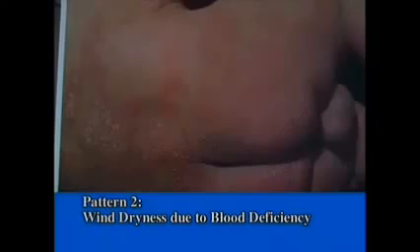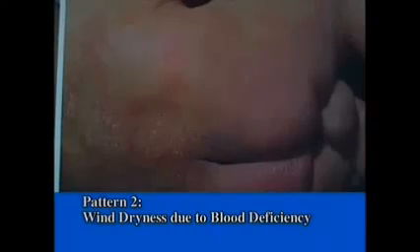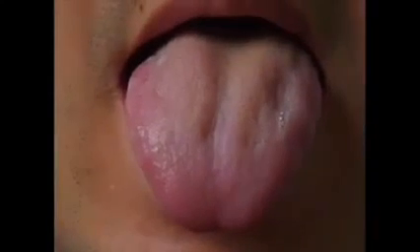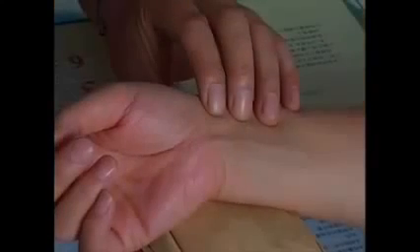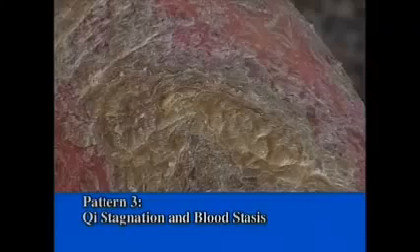Pattern 2. Wind dryness due to blood deficiency. This pattern has a much longer disease course. Primary symptoms include patch-type lesions, a light red complexion, and less scaling. Skin is dry and cracked with pruritus. The tongue is red with scant fur. The pulse is deep and fine. Treatment principle: nourish blood in yin, moisten the skin and extinguish wind.